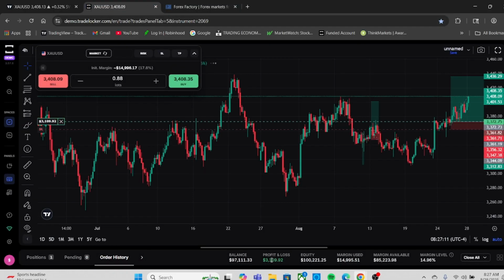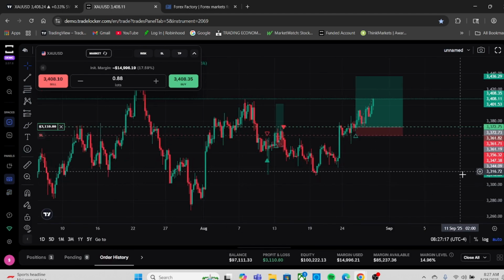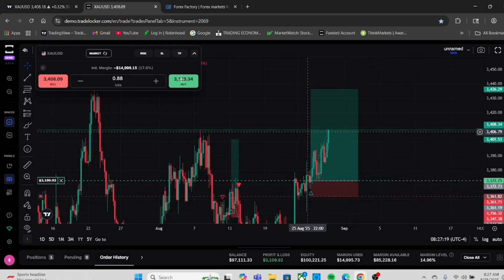Let's see, okay, so that's how much we're in profit right now. We're back up to the 100K mark, which is cool. I'm just gonna keep holding this trade and pay attention to what the chart is telling me.